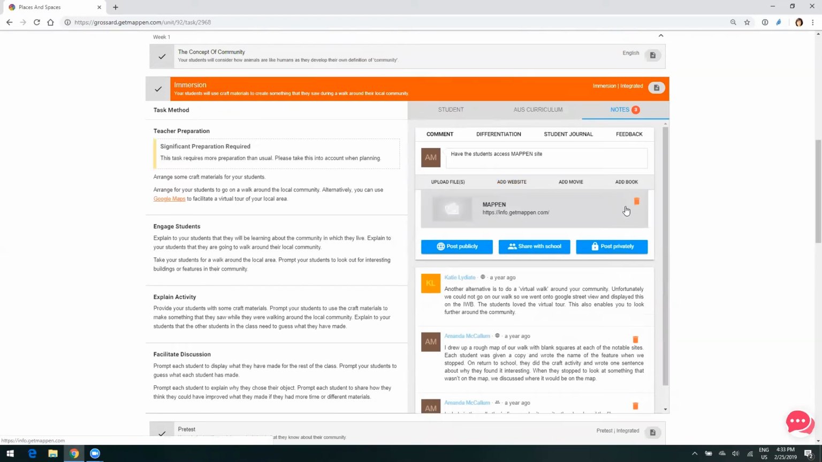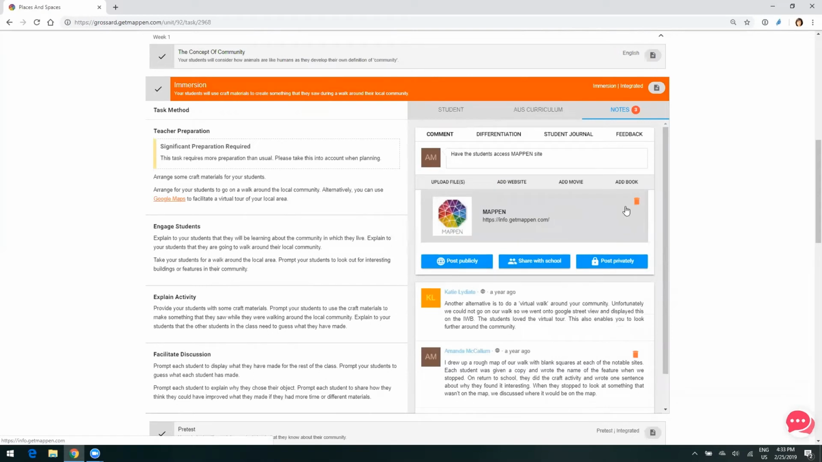What you'll see now is that you have a direct link within the task to the website, or to a movie, or to a book, or to, you might have modified one of our tasks and re-uploaded it, re-uploaded a document. You might have added your own documents. They can all sit in here with direct links to them.